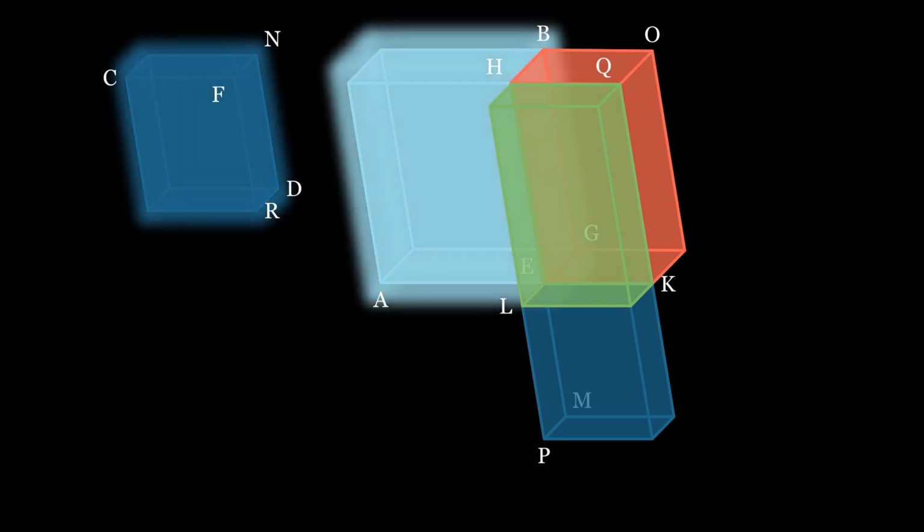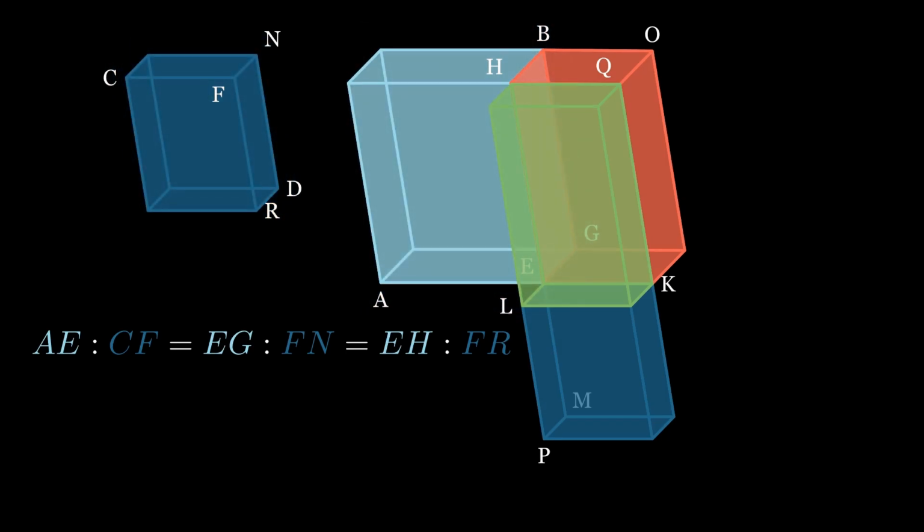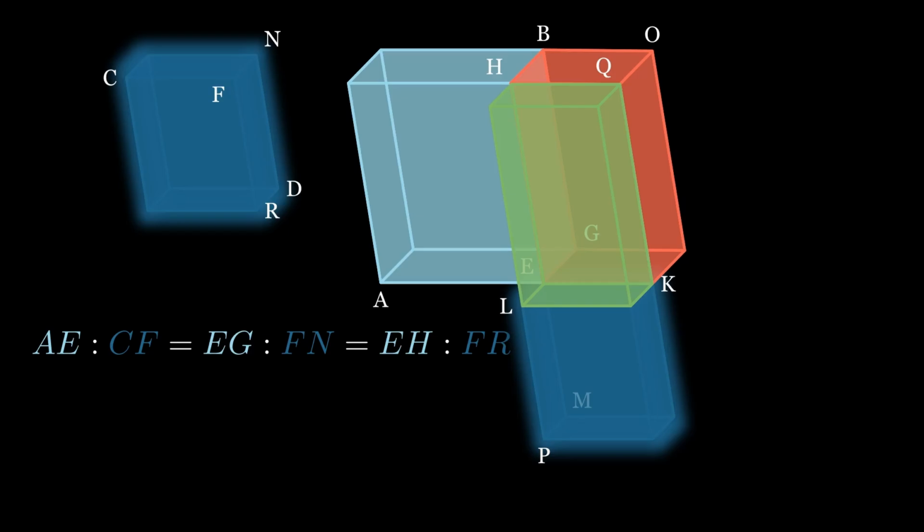Now, parallelepiped CD is similar to parallelepiped AB, so their sides are proportional, namely, AE to CF is proportional to EG to FN, which is proportional to EH to FR. Parallelepiped PK is equal to parallelepiped CD, so let's substitute its sides in to get AE to EK being proportional to EG to EL being proportional to EH to EM.